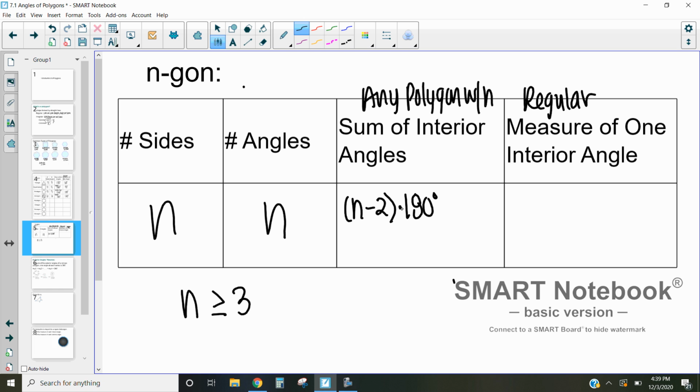Now, if that's a regular polygon, what we figured out is that you can take that n minus 2 times 180 and divide it by the number of sides that we have. Once we divide it by the number of sides, we can figure out what one of those angles is going to be. That's super helpful when it comes to looking at any interior angle. We can always find what that would be using these two general terms.